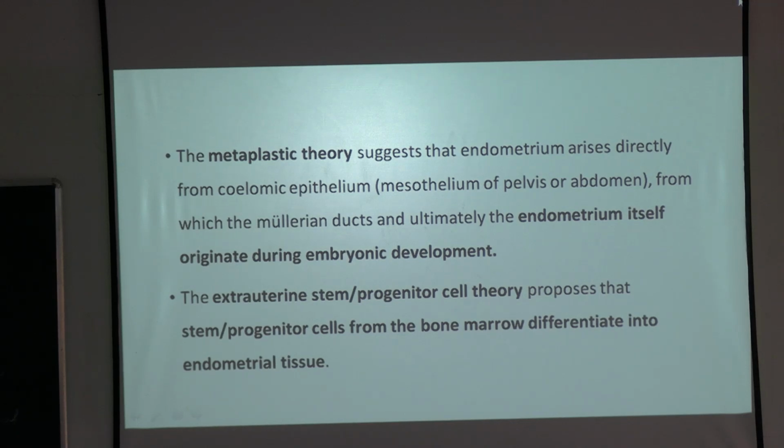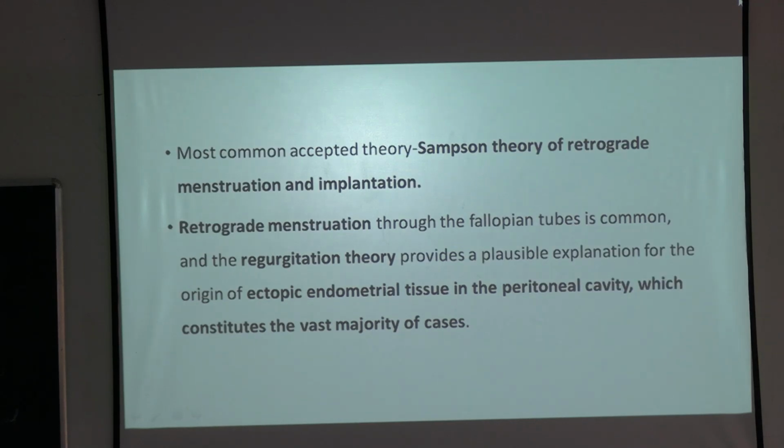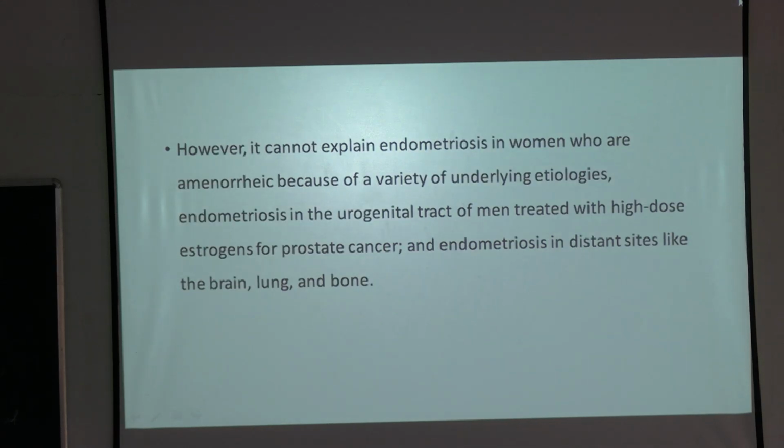Among these four theories, most important is Sampson theory of retrograde menstruation and implantation. However, it cannot explain endometriosis in women who are amenorrheic because of a variety of underlying etiology, endometriosis in the urogenital tract of men treated with high dose estrogen for prostate cancer, and endometriosis in distant sites like brain, lung, bone.